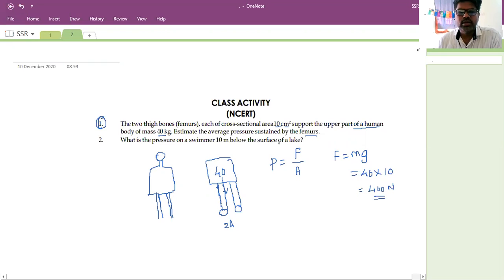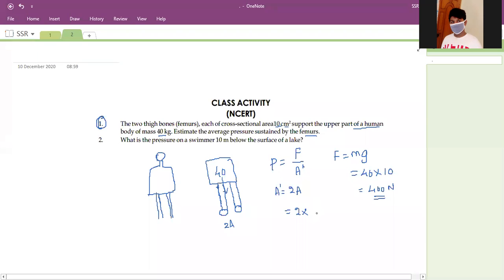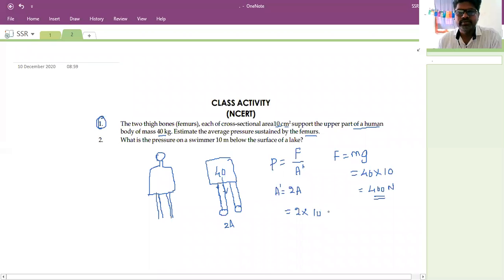Then area, how much? Each bone cross-section area is 10 centimeters square. Then total area A dash is equal to 2A. Then you can write P is equal to F by 2A in this case, or P is equal to F by A dash, where A dash is equal to 2A. Then what is the 2A value? You can calculate 2 into A value. See here, each area is 10 centimeters square.